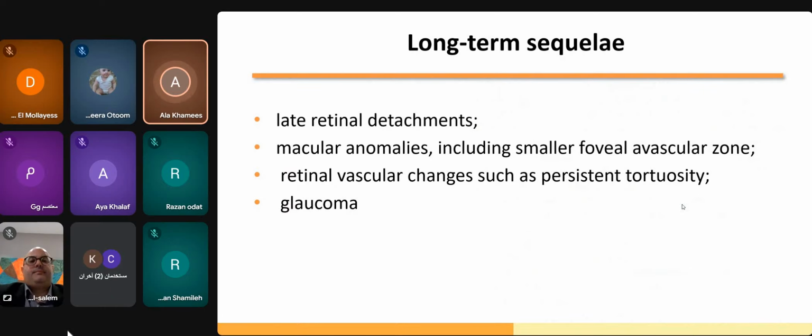ICROP3 defined the long-term sequelae, and they emphasized them, such as late retinal detachment, macular anomalies, including small foveal avascular zones or retinoschisis, retinovascular changes such as persistent tortuosity, late development of lattice degeneration areas, and glaucoma, mainly secondary angle closure glaucoma.